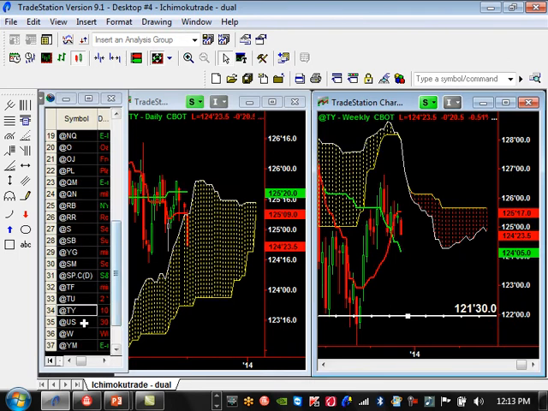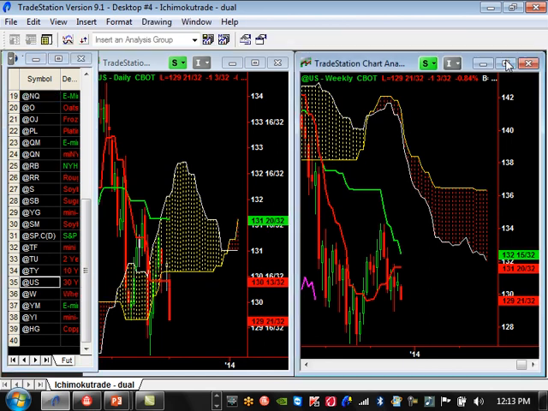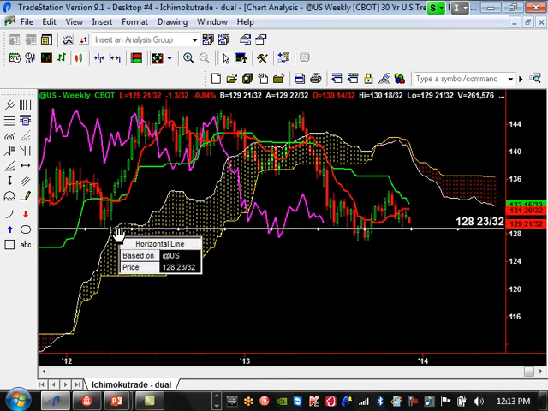30-year Treasury bonds, if you look at them on the weekly time frame, again, this is just like the chart we just looked at a minute ago. It's at a support level here, which is the bottom of the range. 128 is basically the bottom of the range. Top of the resistance is going to be basically 136.